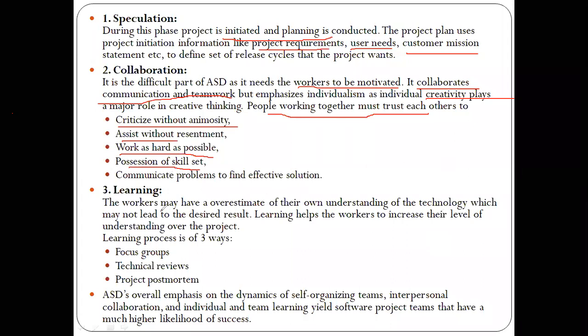Next, the third one is learning. What is the third one here? It is learning. Learning in the sense that workers may have an overestimate of their own understanding of the technology, which may not lead to the desired result. The worker sometimes estimates that whatever knowledge I have is enough to fulfill the requirements of this project.